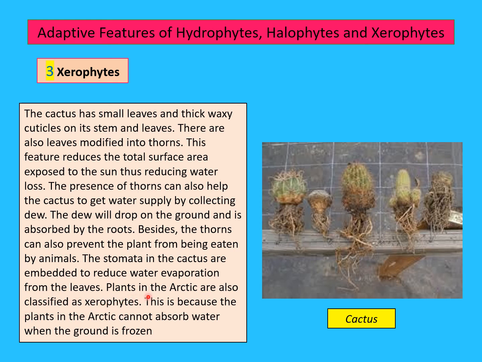And the plants in the Arctic are also classified as xerophytes. This is because the plants in the Arctic cannot absorb water when the ground is frozen. Okay, this is an example of a cactus.